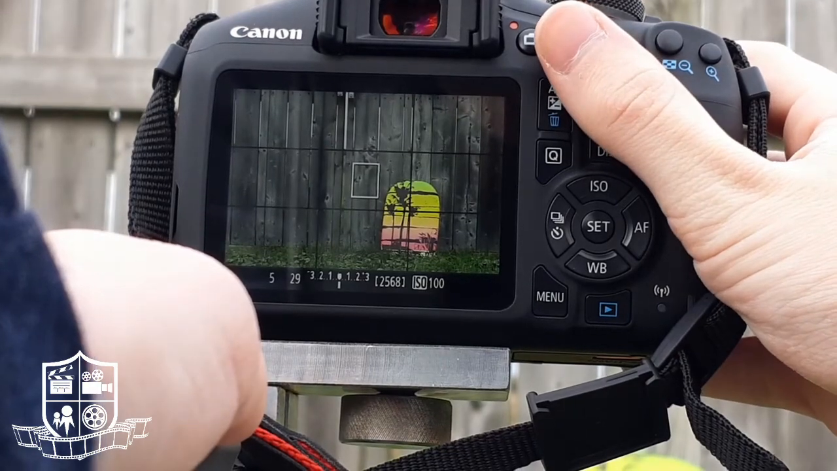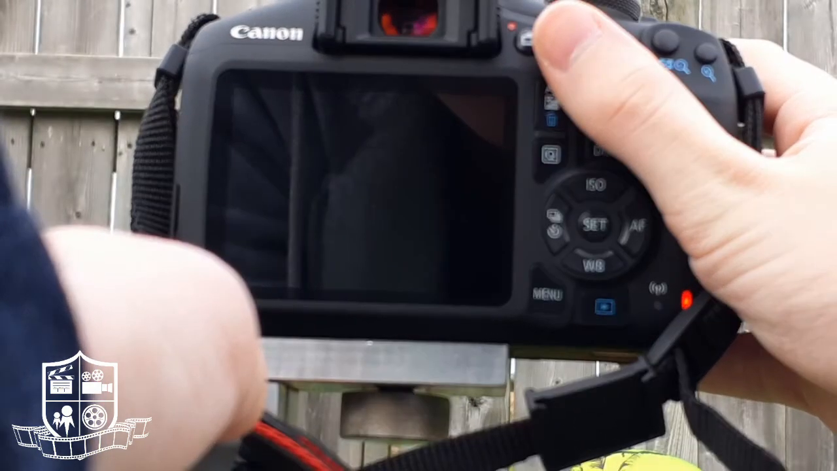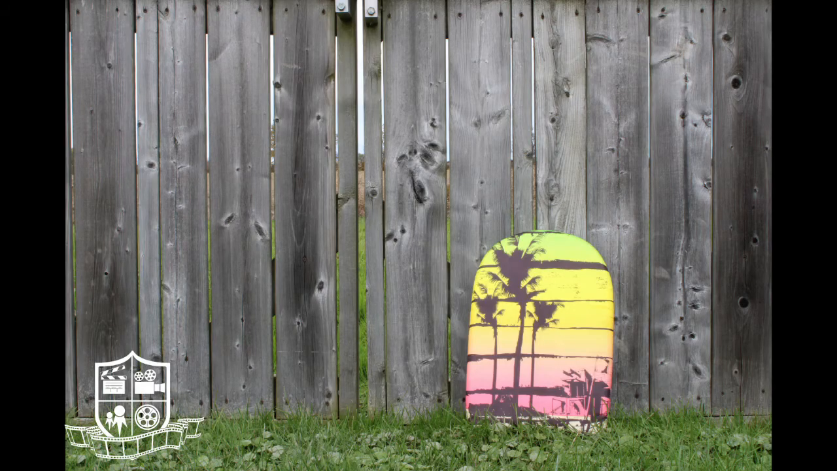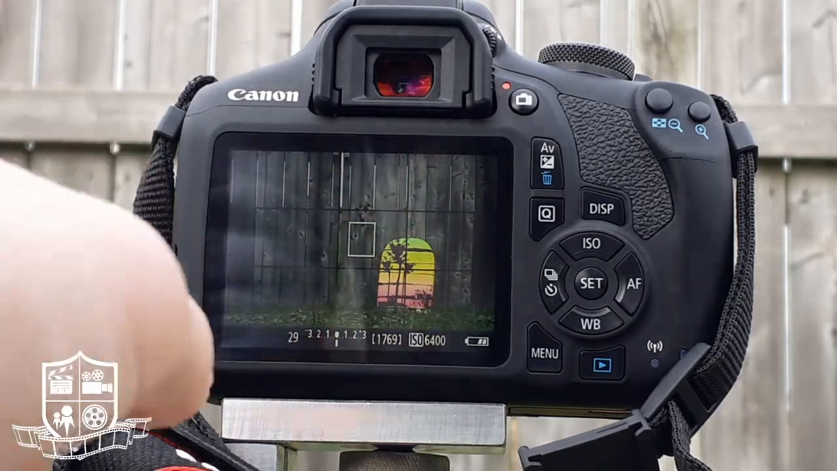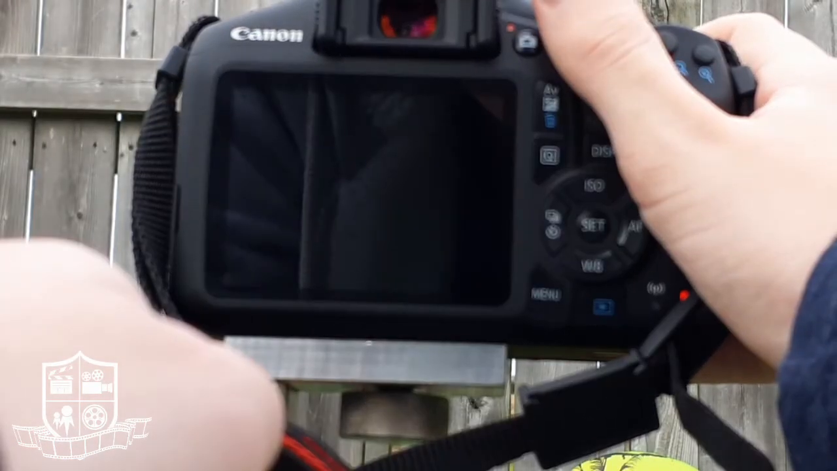For example, if I took a photograph of this subject with a low ISO, the subject should look perfectly normal. However, if I switch it to a high ISO, the photograph will be very grainy, which is something that most people don't want in their photograph.